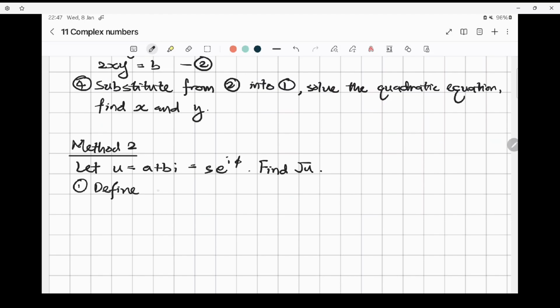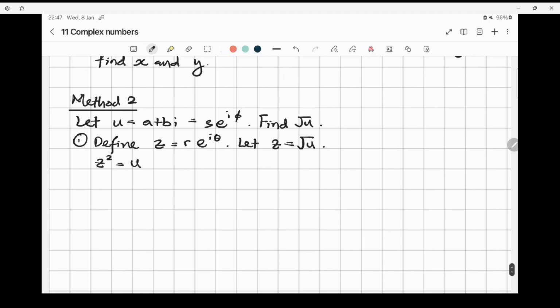Define z equals r e^(iθ), and then you let z equal the square root of u. So then z squared will be equal to u. And because you write it in polar form, it's a lot easier to write down what z squared is. So basically this is (r e^(iθ))² equals s e^(iφ). So this will be r² e^(i2θ) equals s e^(iφ).